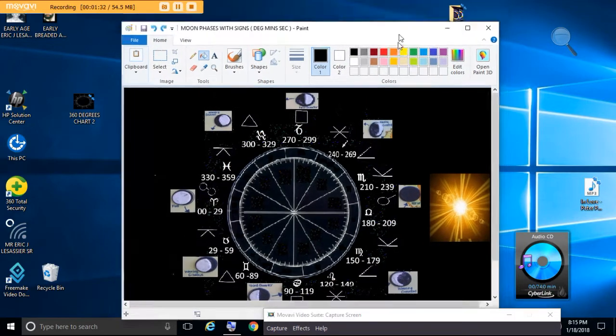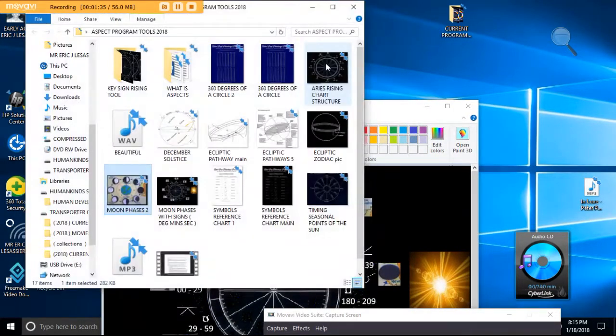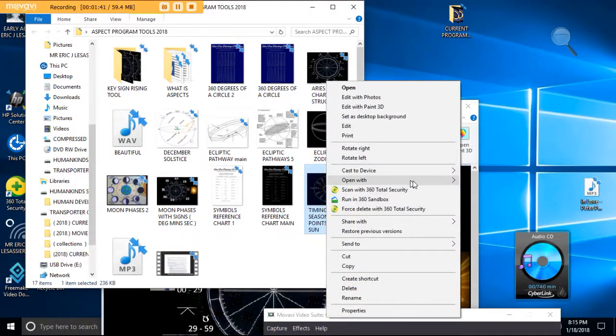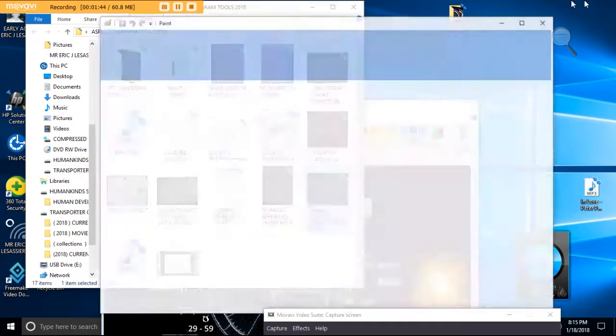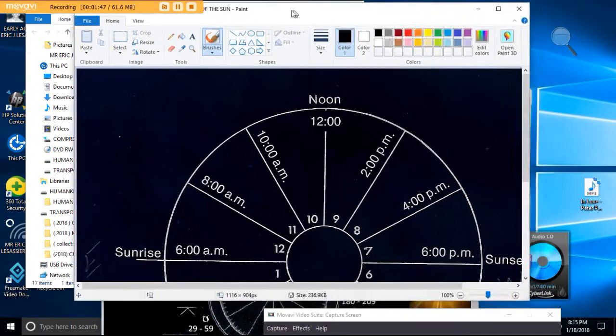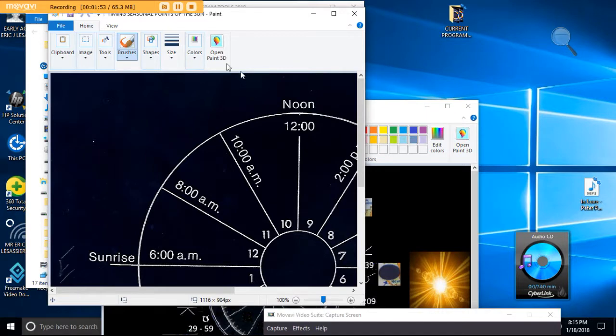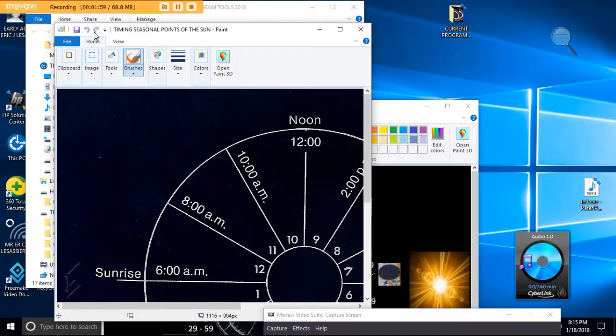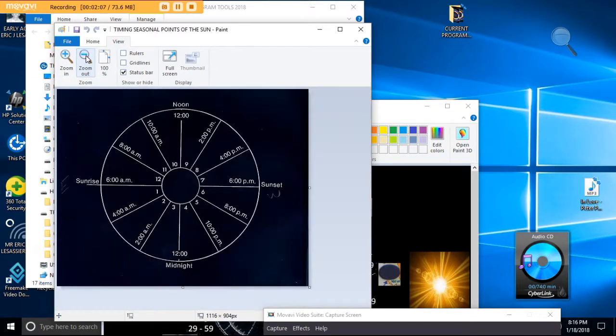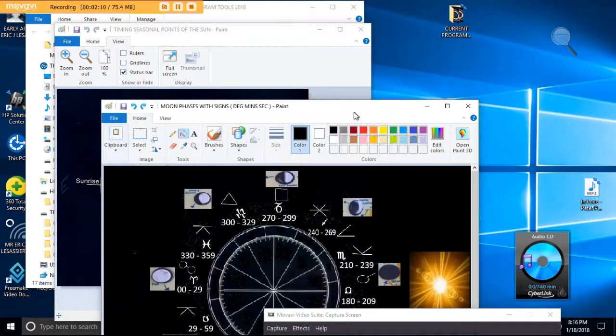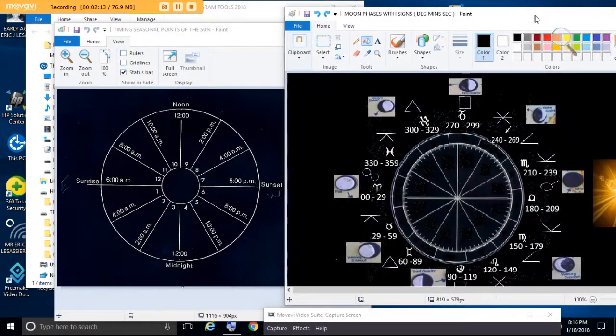So let me go and get that chart that shows you longitude lines of time. Let's open that with Paint. Okay, this is longitude lines of time. Let me see if I can get them both on the same screen. I'll do this now. View, in, out. Oh, there we go. Now this right here is what I'm going to show you.